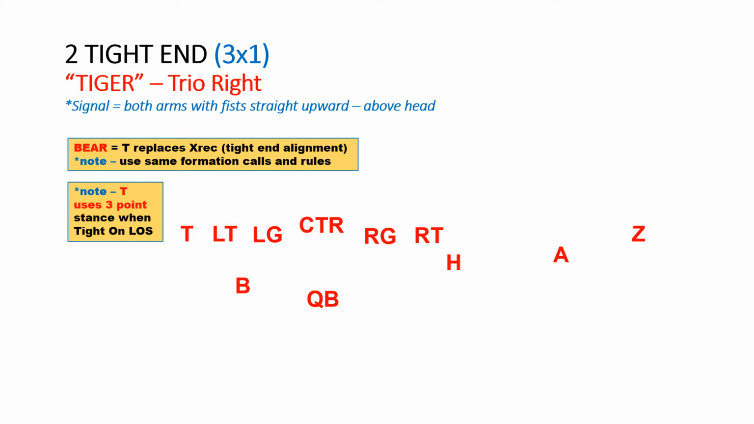When we go 3x1, we still use our same trio call. We just yell tiger first, again with the arms and fists straight up in the air. So now the X comes out, the second tight end or the T receiver now comes in, and you can see we're in our normal 3x1 set to the right. Tight end or the T using his three-point traditional tight end stance.